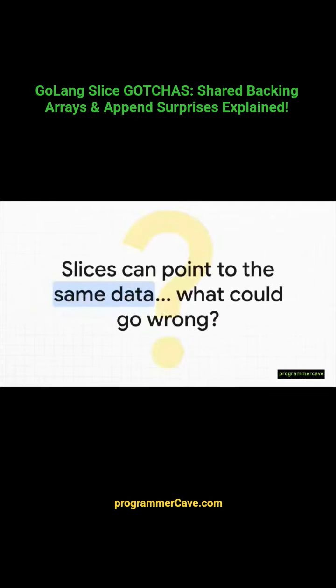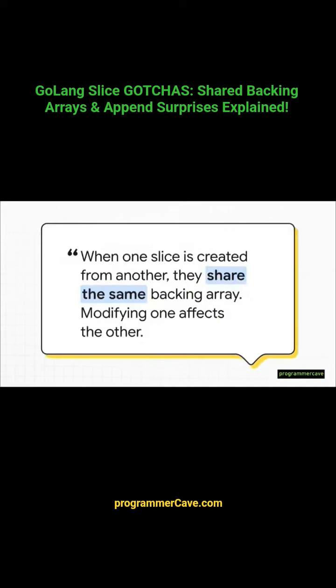So if multiple slices could be like having multiple train tickets for the very same train, this leads to a super important question for any developer, right? What are the side effects? What could possibly go wrong? And here it is, the first big gotcha. And trust me, it gets everyone sooner or later.